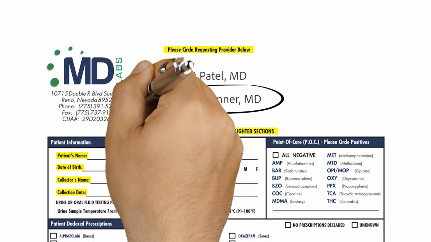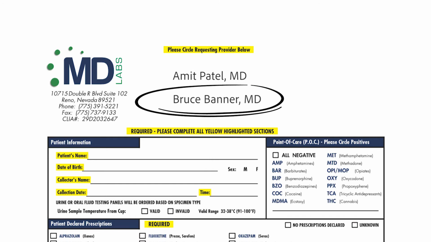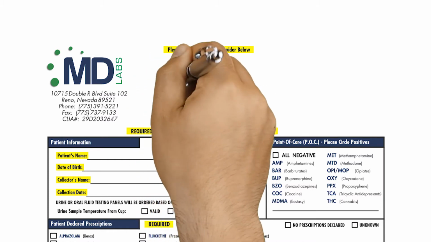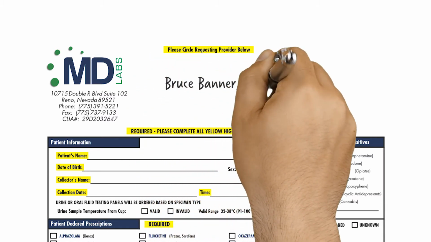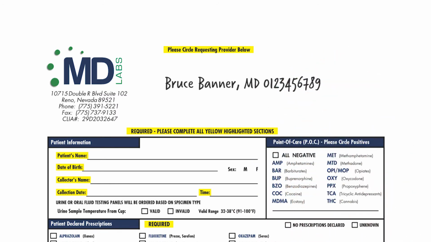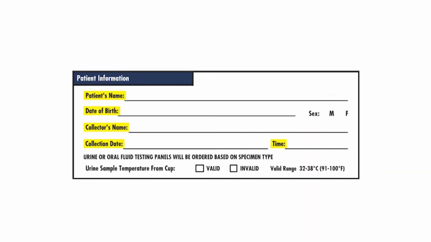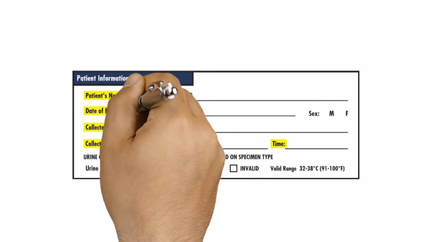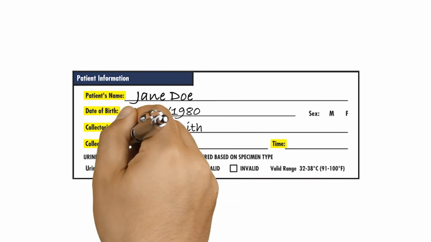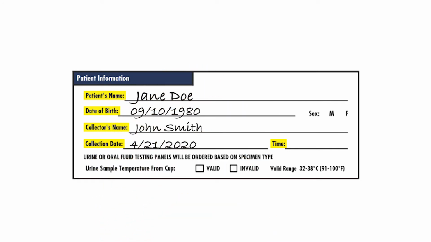Start by circling the name of the requested provider that is pre-printed at the top of the form. If there is no name pre-printed, then handwrite the provider's name and NPI number. Then enter all the information in the Patient Information section. Use the 24-hour clock format to record the time.